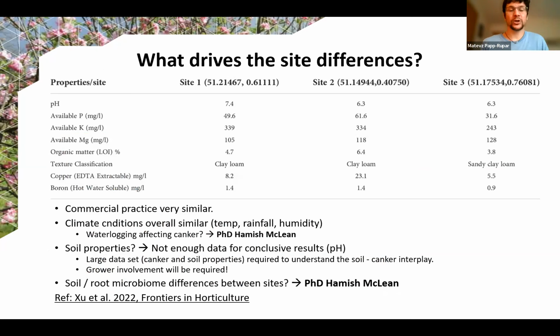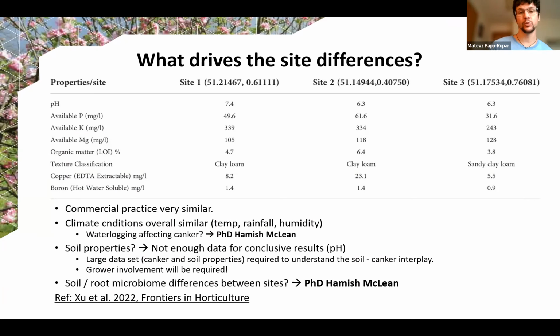So what drives these differences? We don't know, because we only had 3 sites and it's very difficult to compare. We analyzed the soil properties and only pH was really markedly different. It was higher pH in site 1 than in the other 2 sites, but we don't know. We had very similar commercial practice, very similar climate conditions. And as I said, we don't have conclusive data for soil properties.